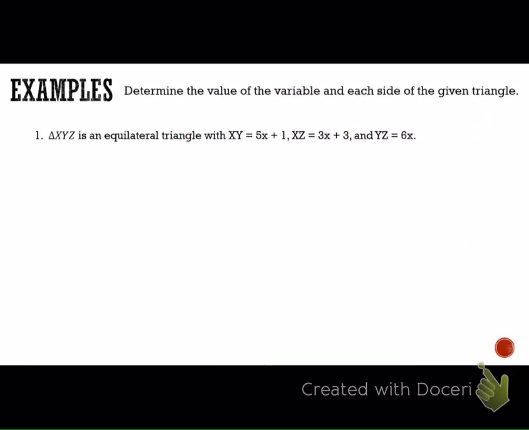All right, last one. Triangle XYZ is an equilateral triangle. So I am going to draw XYZ. I know all sides and all angles are congruent, and that each of the angles is 60 degrees. So XY is 5x plus 1, XZ is 3x plus 3, and YZ is 6x.